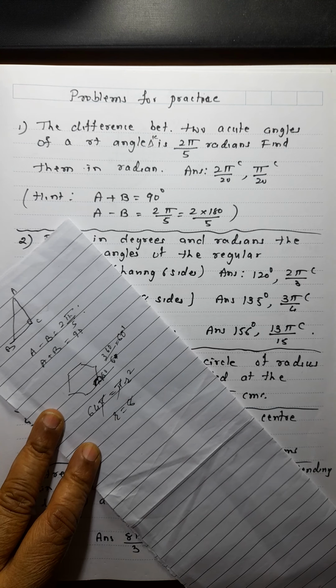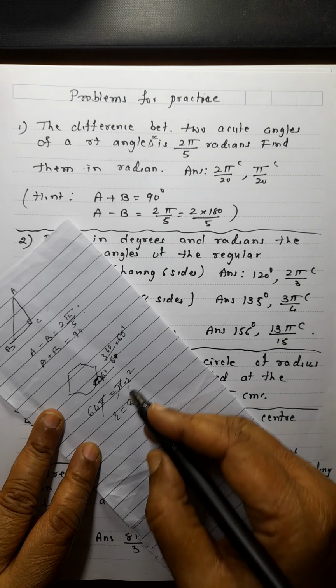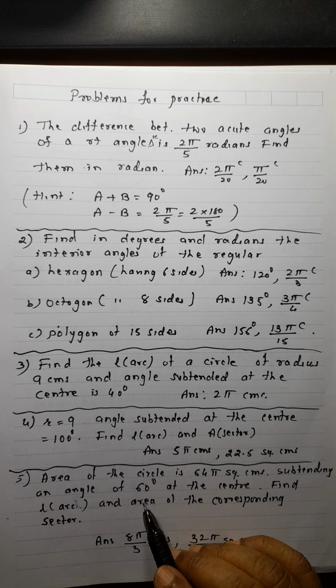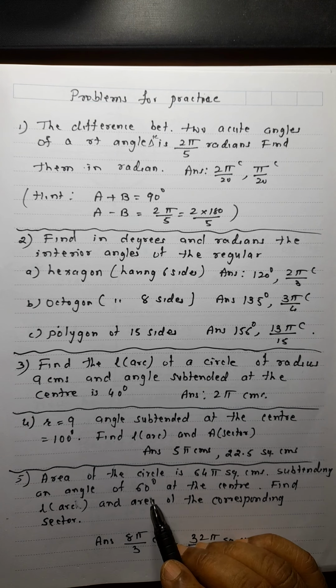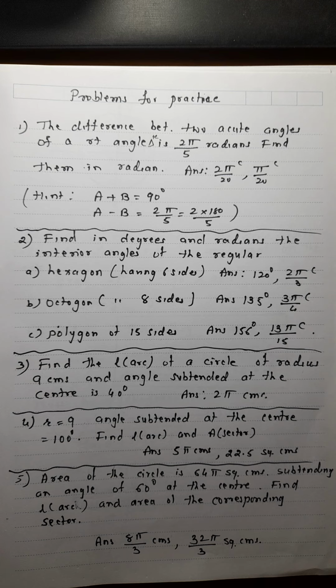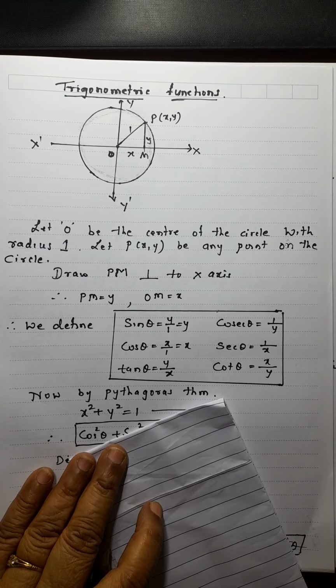It is not plus or minus 8, it is the length of the radius. It will always be positive. So r will become 8 here. And the angle is 60 degrees at the center. This you make in radians. Then find the length of the arc and the area of the corresponding sector. This is the answer. You try all these problems for homework.